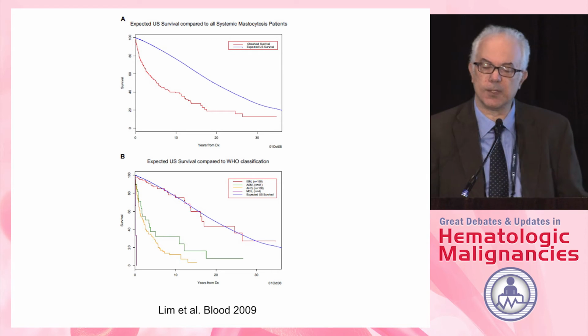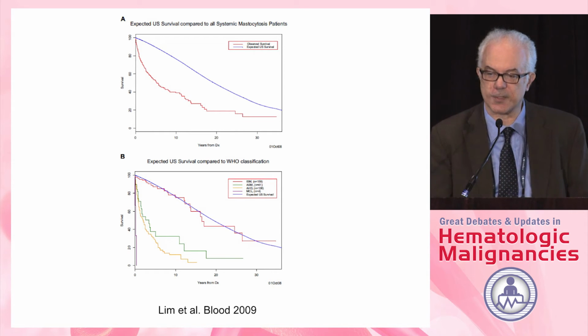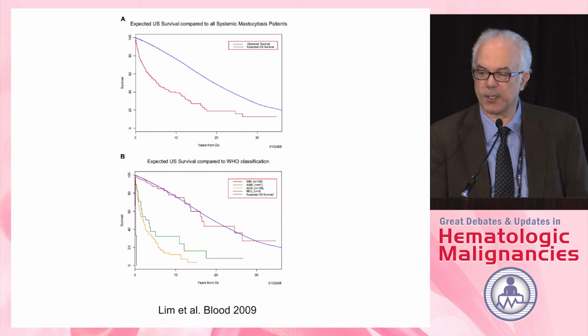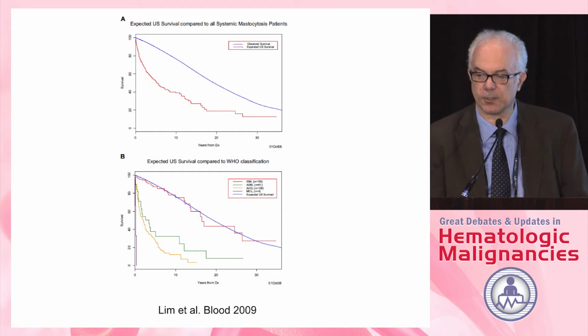And why do we do this classification? Because it tells us about the prognosis. This is from the Mayo Clinic group, from Dr. Tefferi's group, that compares the life expectancy of patients with mastocytosis versus the life expectancy of the general US population. And as you see here, the life expectancy appears to be reduced.